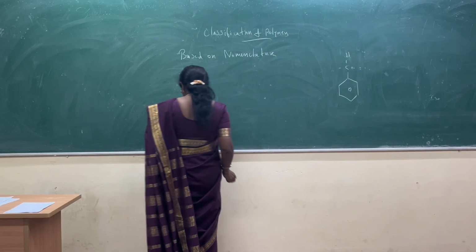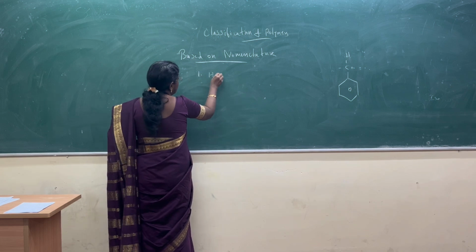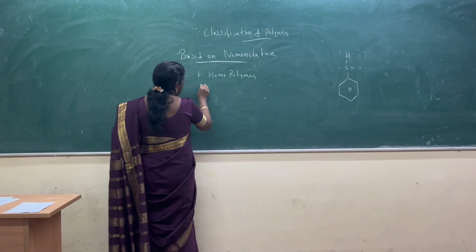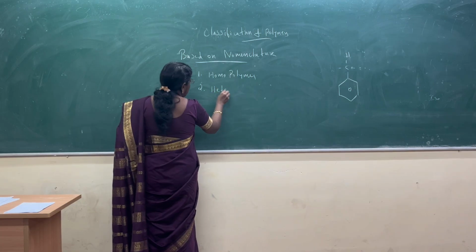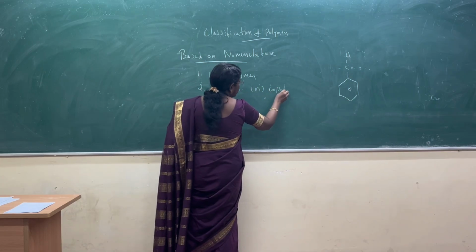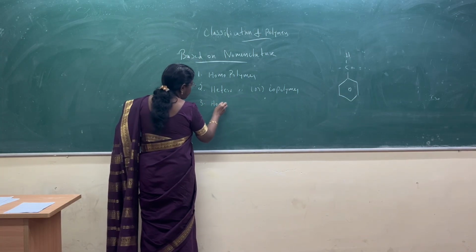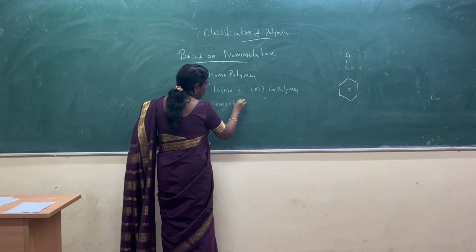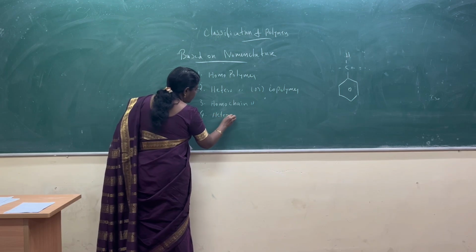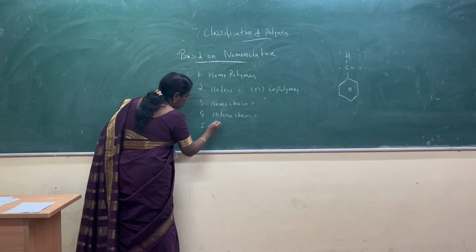So based on nomenclature, polymers are classified into 5 types. Homopolymer, heteropolymer or copolymer, homochain polymer, heterochain polymer, and stereospecific polymer.